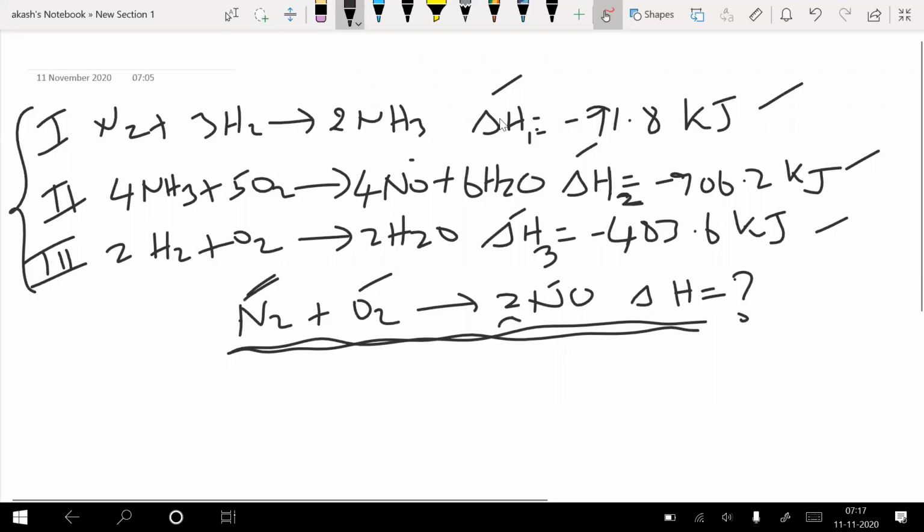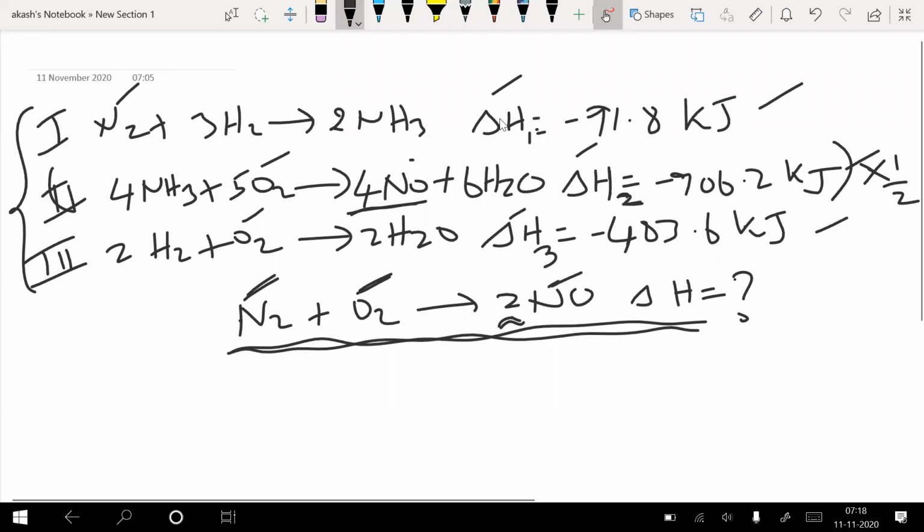So I have N2 on the reactant side. In the first reaction, I have N2. No issues, right? Now, O2 is there in two of the reactions and it is on the reactant side, so we'll just keep it as such. We'll see what we can do about it. Next, NO is on the product side, and in the given reactions also it is on the product side. But I require two NOs, and there are four NOs in the given reaction. So what I'll do is multiply this reaction by 1/2.